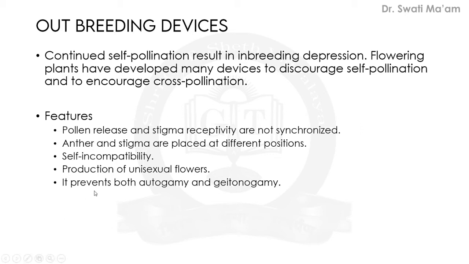Lastly, in several other species like papaya, male and female flowers are present on different plants. That is, each plant is either a male plant or a female plant. This condition prevents both autogamy as well as geitonogamy.